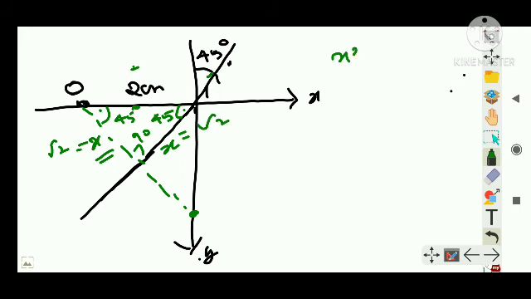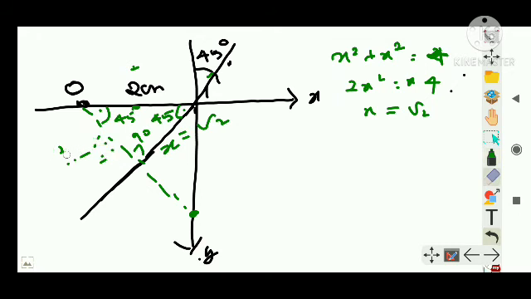Why? x squared plus x squared is equal to 2 squared, sorry, which is 4. So 2x squared will be 4, so x will be root 2. So you will get this value as root 2. Let me rub here and I will write it exactly as root 2, right? So this is root 2, this is root 2.